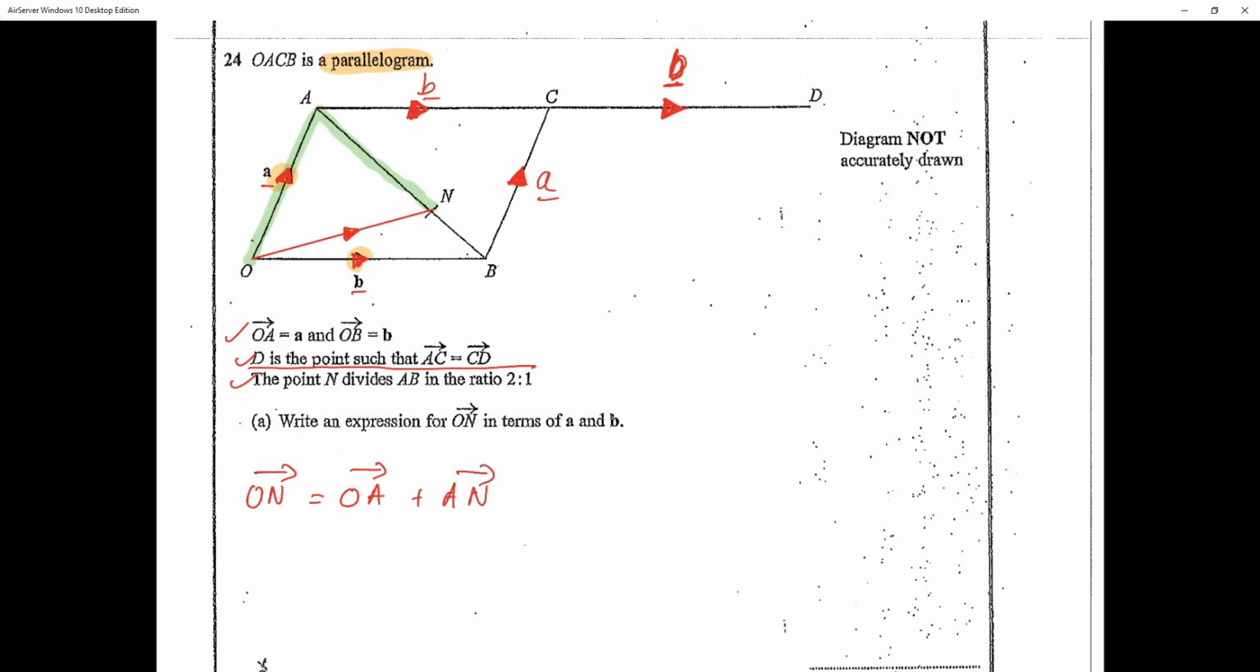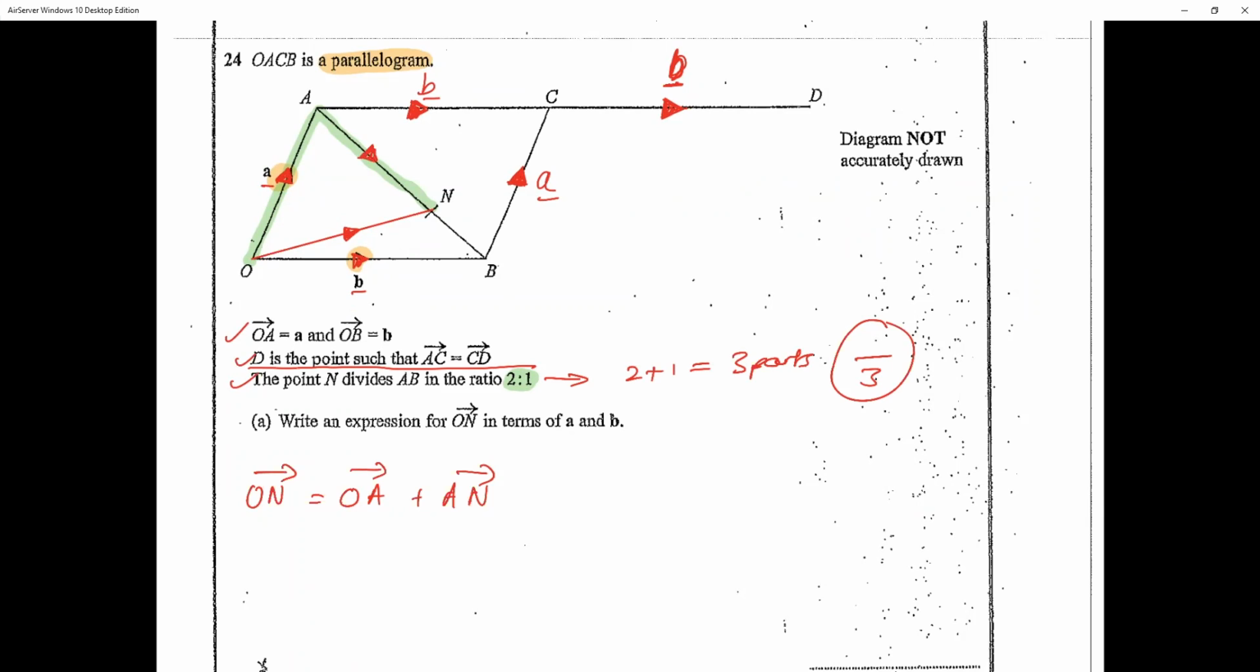Now, they have also given us a ratio as well. It says the point N divides AB in the ratio of 2 to 1. So how do we interpret that ratio 2 to 1? What does that mean? So it's going to be out of 3 parts. Lovely. So 2 plus 1 is 3 parts. So each bit's going to be talking in terms of what? Thirds. Okay.